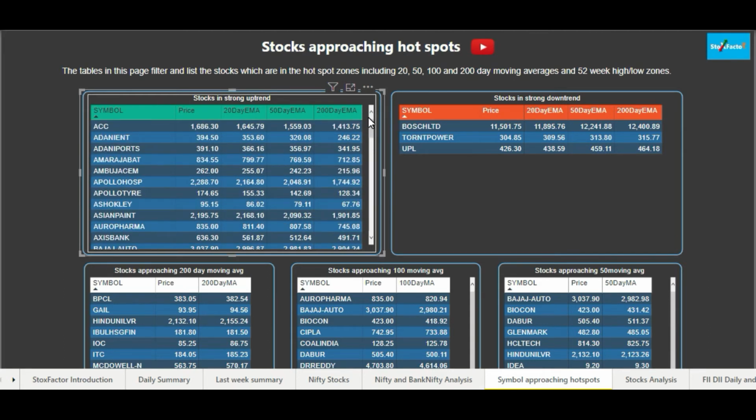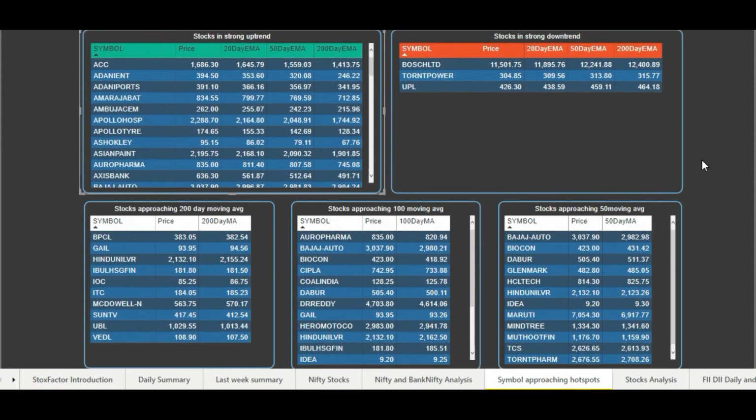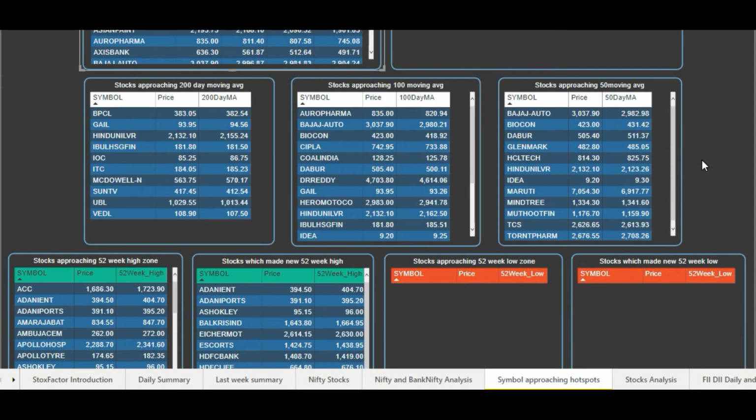Now vice versa, in the right side table you can see the stocks which are in a strong downtrend. Right now there are only 3 stocks, because as you have already seen, by the 18th of November there has been a very strong rally in the markets, in the broader markets also. So most of the stocks are in the uptrend, and you can only find a few stocks which are in the downtrend. Now scrolling down a bit, you can see another 3 tables in which we are showing the stocks which are approaching the 200-day moving average.